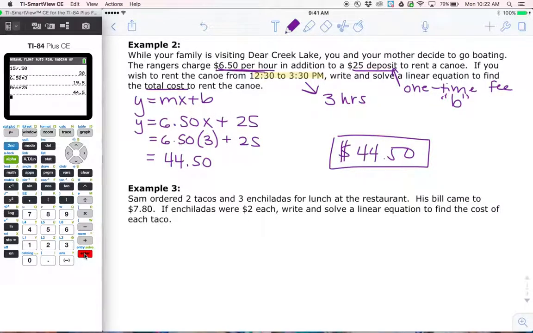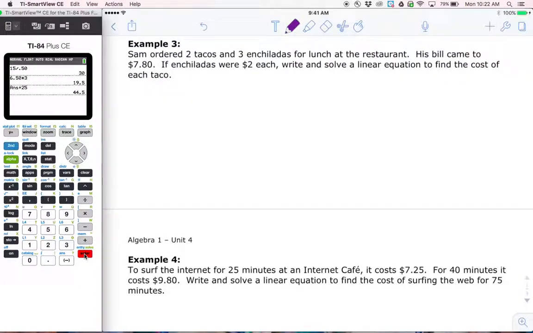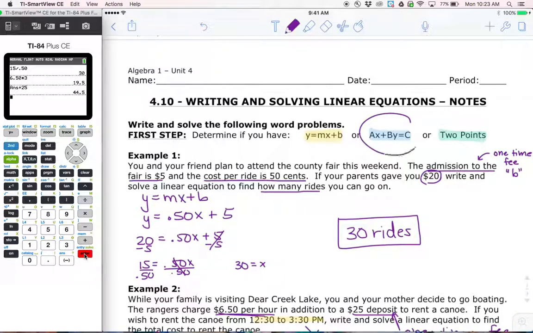All right, let's look at example 3. All right, this one's a little bit different. We're talking about two very different kinds of things here. It says Sam ordered 2 tacos and 3 enchiladas for lunch at the restaurant. His bill came to $7.80. What's missing here that we have had previously is we don't have any kind of a one-time charge, like a one-time fee for something or a delivery charge. We have 2 very different items, 2 tacos and 3 enchiladas. Well, that is really lending itself towards this equation, right?